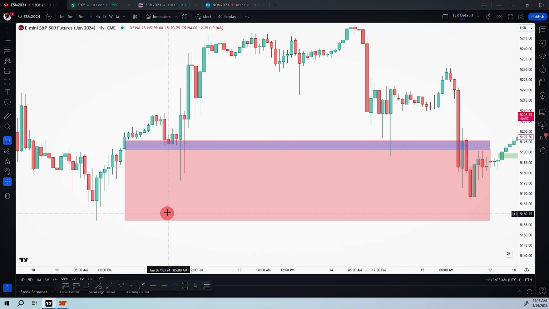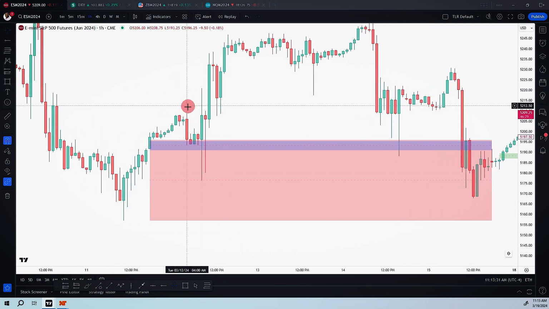Looking inside the tail and body of the 11th, we first came back into it on the 12th, right? And then we came back into it the 14th, slightly in the afternoon. Then we came back into it on the 15th. So these are the times that we came back into that order block.